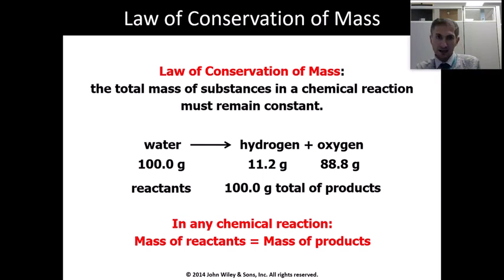So if we have this equation, 100 grams of water, at the end we should have 100 grams. It doesn't matter how much of each one. This combination should give us 100 grams. So we may write the law of conservation of mass like this. Mass of reactants, the compounds placed on the left side, is the same as mass of products, the elements or compounds on the right side. So mass of reactants is always the same as mass of products.